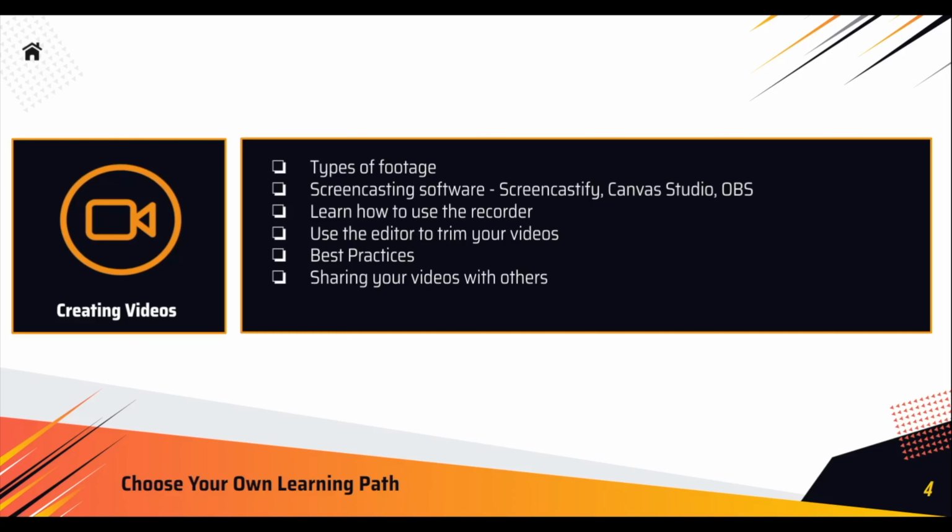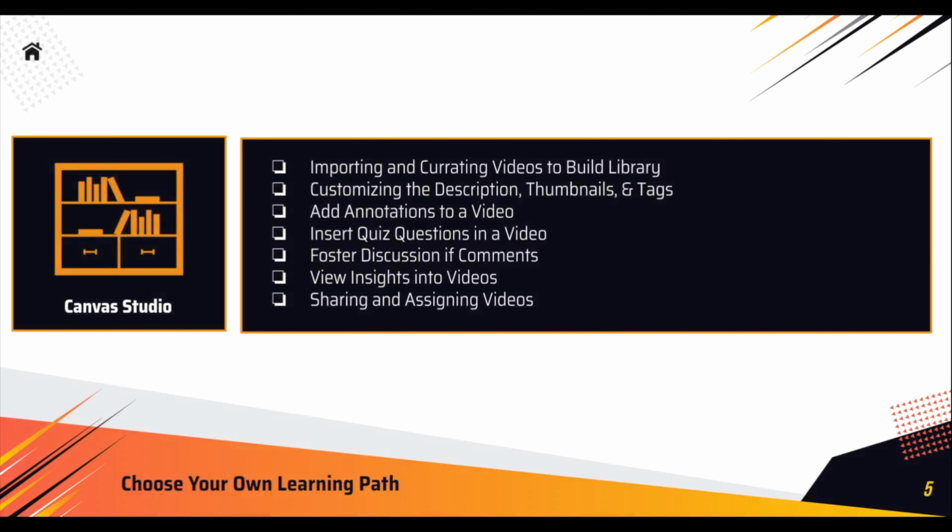If we look at the Canvas Studio module, we're going to be looking at importing videos that we have produced ourselves or videos we're curating from YouTube to build our library. We're going to customize our descriptions, especially for YouTube videos. We'll add our own customized thumbnails that have our branding in the thumbnail as far as maybe our logo or our color scheme, things like that. We'll talk about tags, which help you find videos down the road.